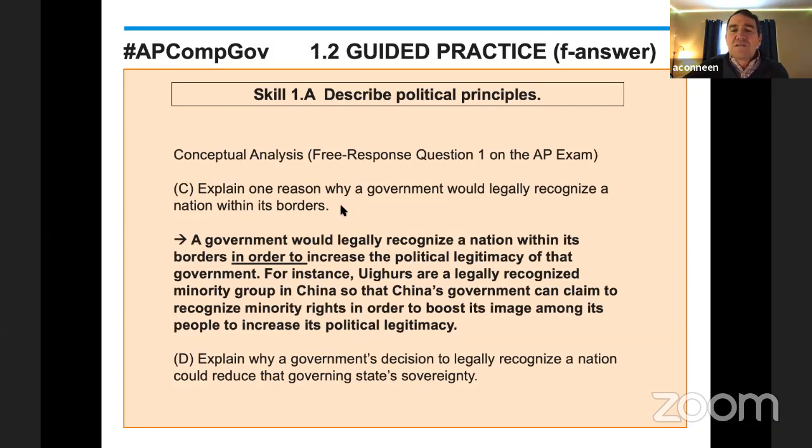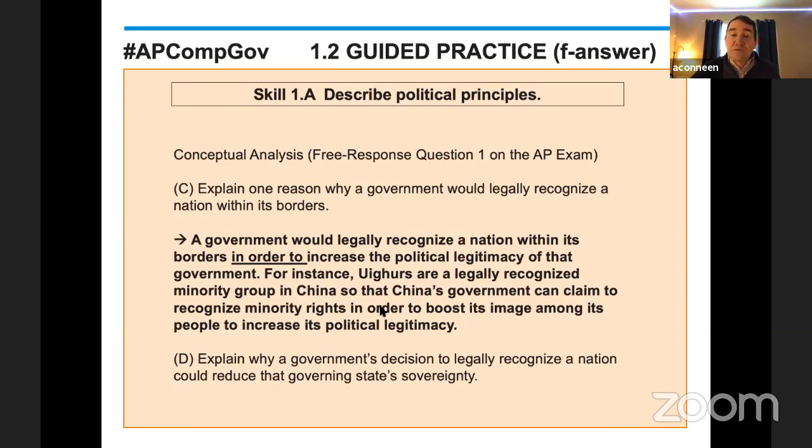For instance, Uyghurs are a legally recognized minority group in China so that China's government can claim to recognize minority rights in order to boost its image among its people to increase its political legitimacy. We'll be talking more about legitimacy later in Unit 1. Hopefully it's a term that your teacher's gone over that you might recognize. So I'm kind of giving you a preview of some material, but that becomes a reason why a government would legally recognize a nation within its borders.